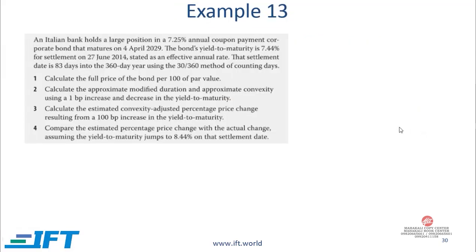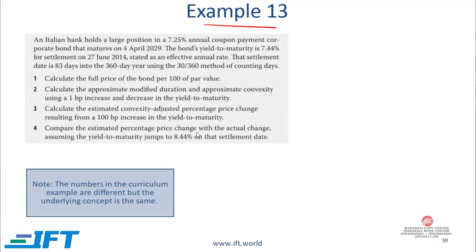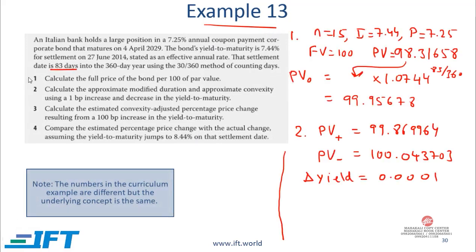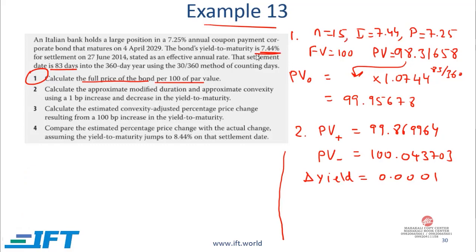Let us practice this concept using example 13. I want you to read this and try doing it on your own first. Here is what you need to do. The first part is to calculate the full price, and we've done this several times, but I will do it again for you. We plug in N is 15 into the calculator, interest rate is 7.44. Note that this is an annual coupon bond. The payment is equal to 7.25 because that's the coupon rate. Future value is 100. You compute the PV.